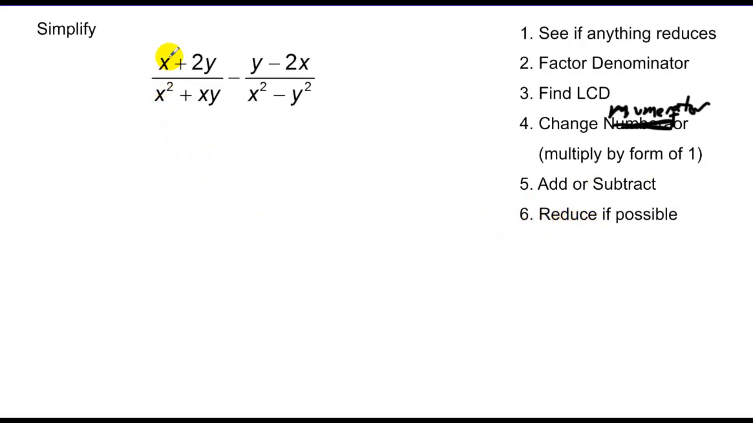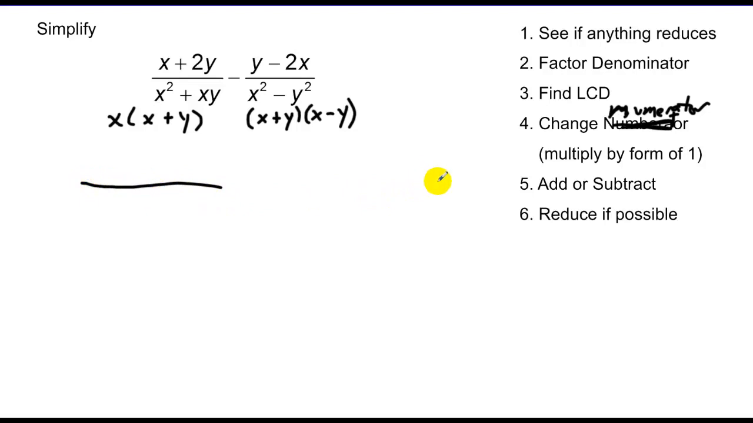So in this case, we won't know if anything reduces unless we factor the denominator. So I'm going to go ahead and do that. I pull an x out of this and I have x plus y. This is a difference of squares, so that's x plus y and x minus y. And I look to see if anything reduces, no such luck. So now I have to find my LCD.